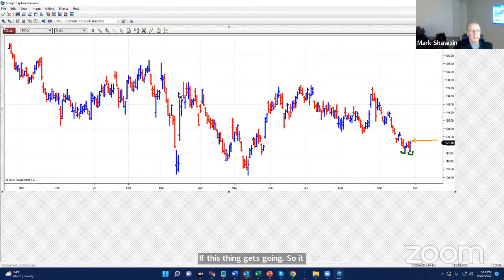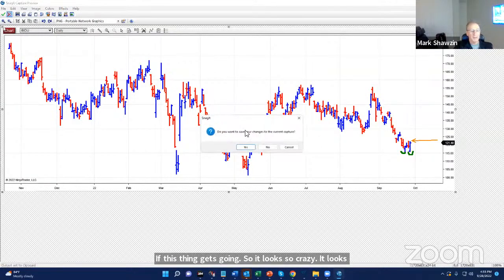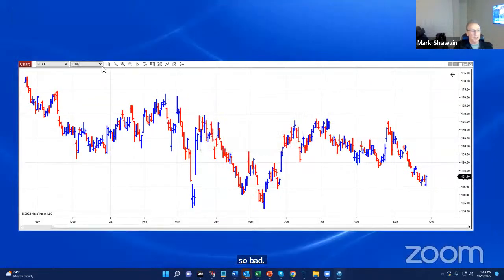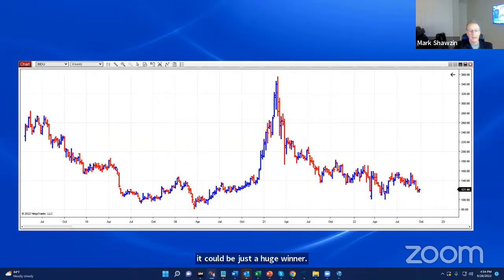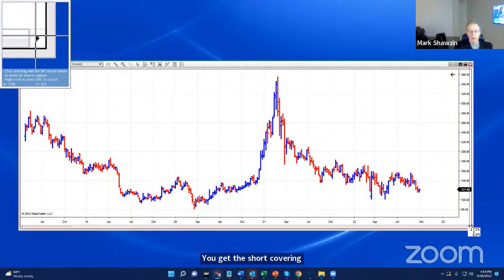So it looks so crazy, it looks so bad. There's everything wrong with that trade, and that's why it could be just a huge winner. You get these short covering rallies, and it could be a barn burner.